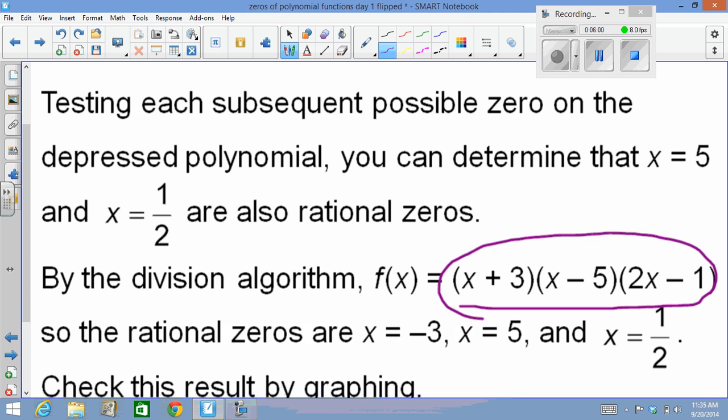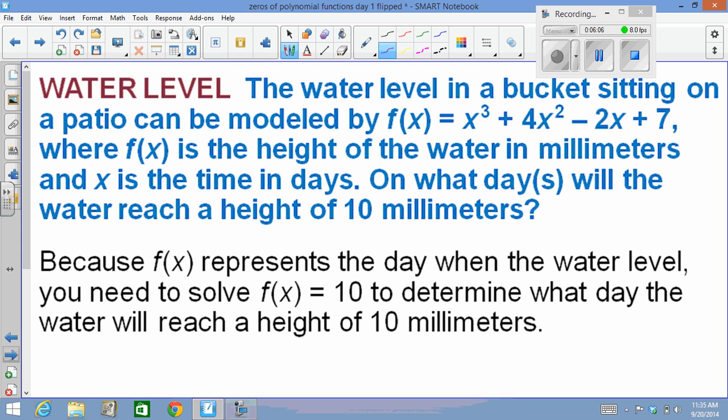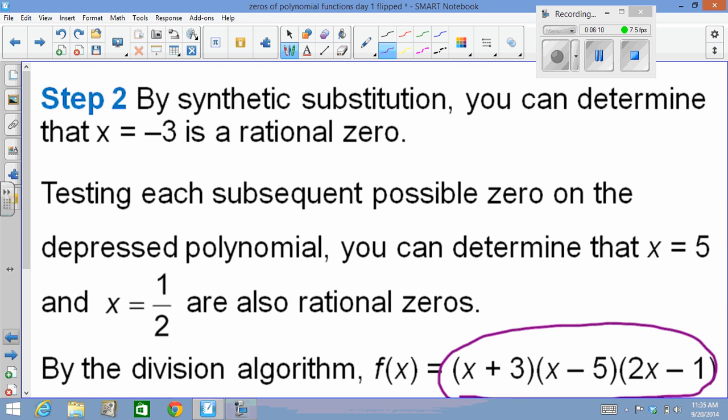So there's my particular answer. In this case, I get -3, 5, and 1/2. And again, I could check it just by graphing the equation, which apparently I didn't show you. If I graph the equation, you could see that's where the zeros would occur: at -3, 5, and 1/2.